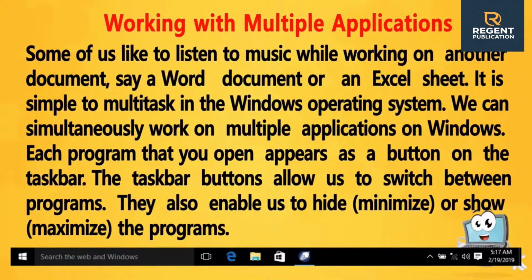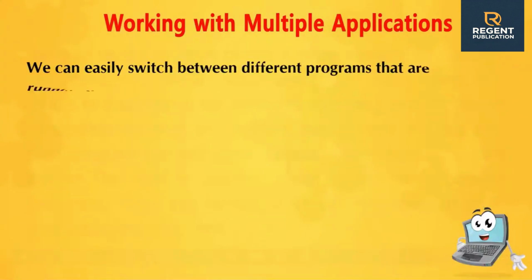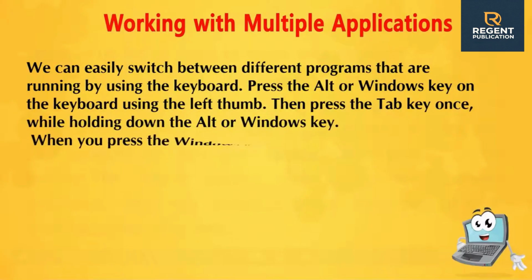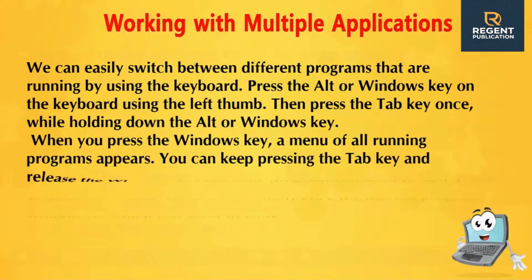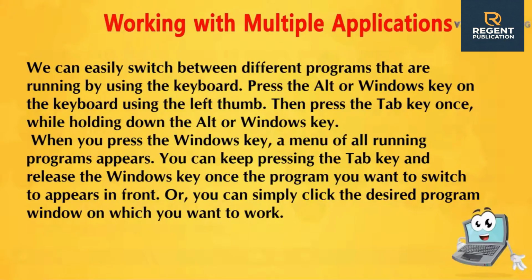We can easily switch between different programs that are running by using the keyboard. Press the Alt or Windows key on the keyboard using the left thumb. Then press the Tab key once while holding down the Alt or Windows key. When you press the Windows key, a menu of all running programs appears. You can keep pressing the Tab key and release the Windows key once the program you want to switch to appears in front. Or you can simply click the desired program window on which you want to work.